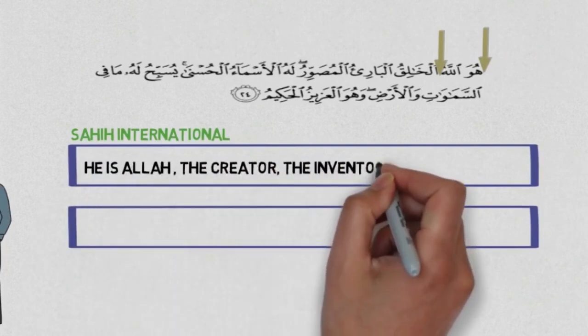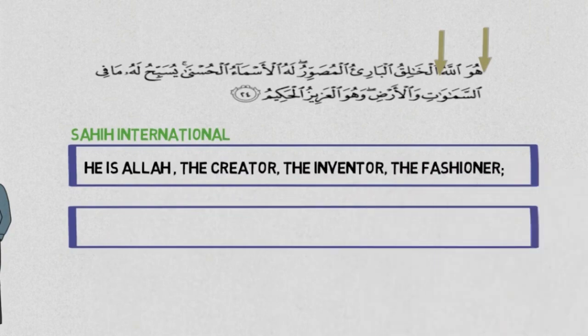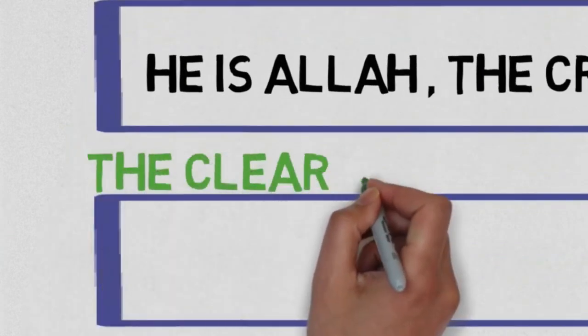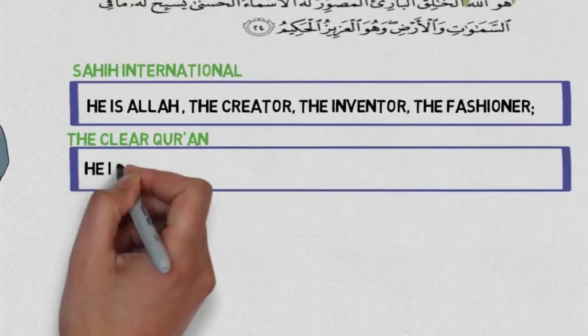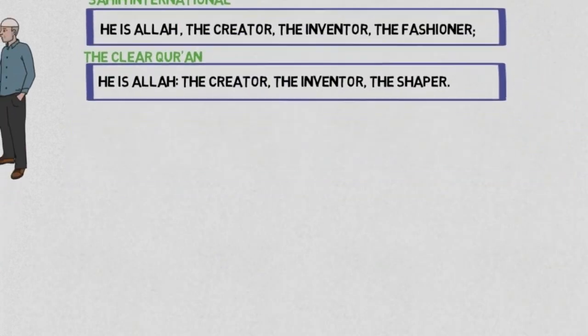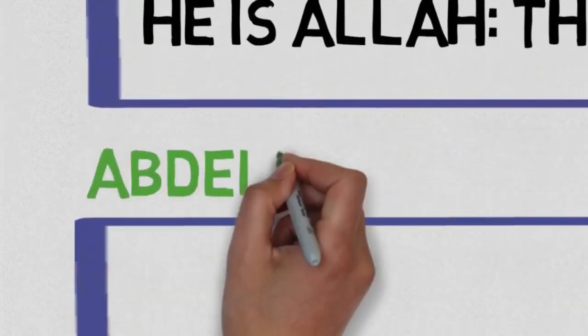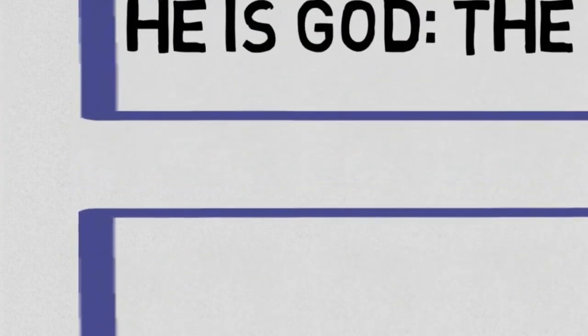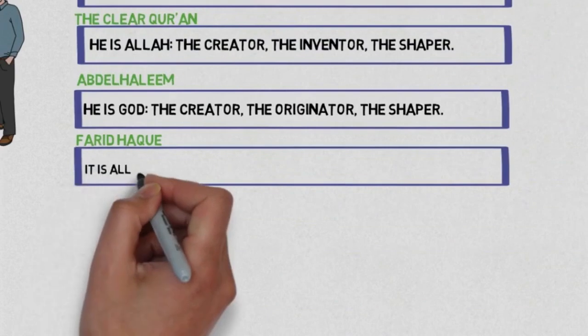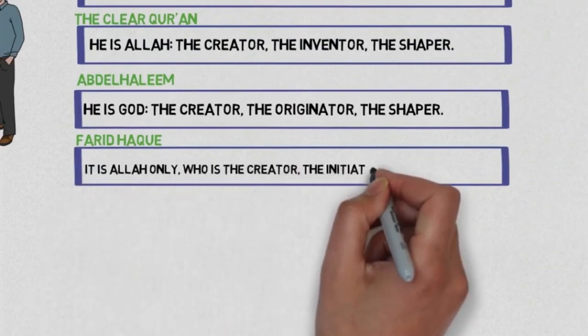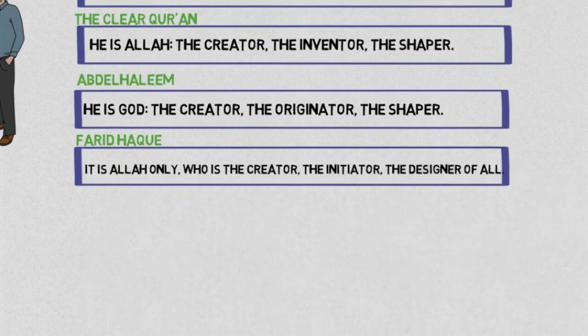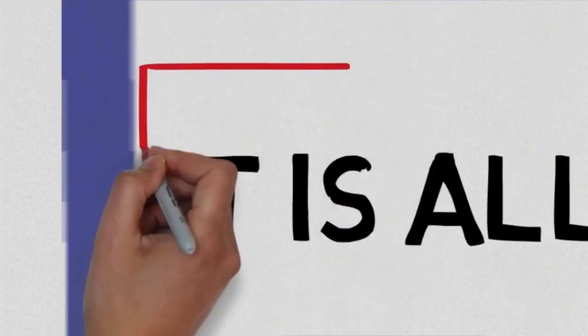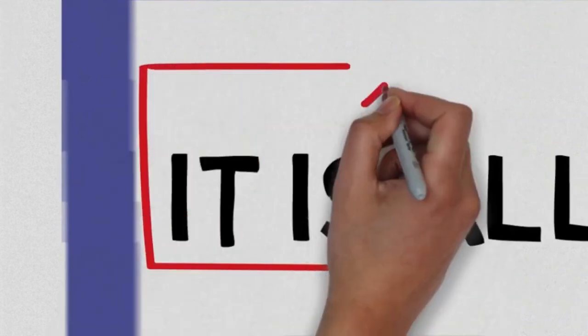In Sahih International we have He is Allah, the creator, the inventor, the fashioner. The Clear Quran, He is Allah, the creator, the inventor, the shaper. Abdul Halim, He is God, the creator, the originator, the shaper. Farid Haq, it's Allah only who is the creator, the initiator, the designer of all. You can notice that the final translation used a cleft structure for the same purpose of prominence and exclusive reference.